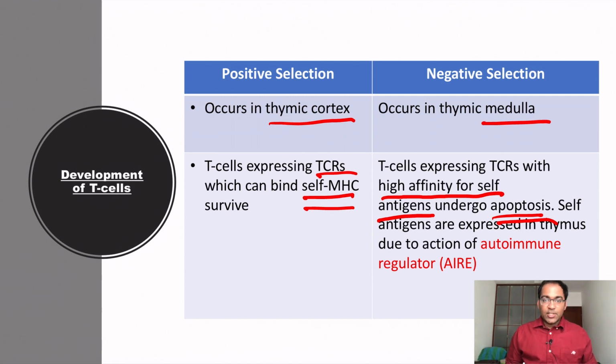So the self-antigens which were expressed in the process of negative selection are expressed due to a gene called autoimmune regulator, the AIRE gene. So the AIRE gene is responsible for expressing self-antigens in the thymus, especially in the medullary part of the thymus. So what if the AIRE gene is deficient? What will happen? When you have an AIRE gene deficiency, we have a disease called autoimmune polyendocrine syndrome type 1. So let's see what that is.